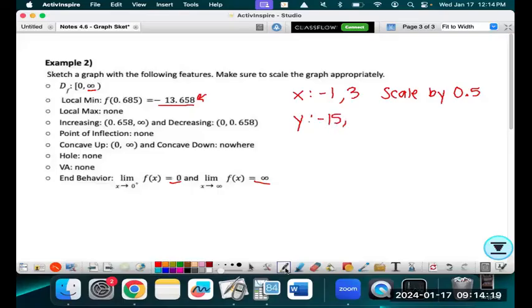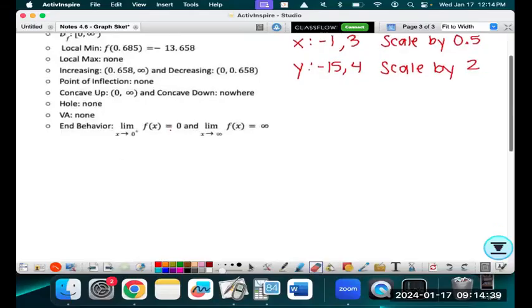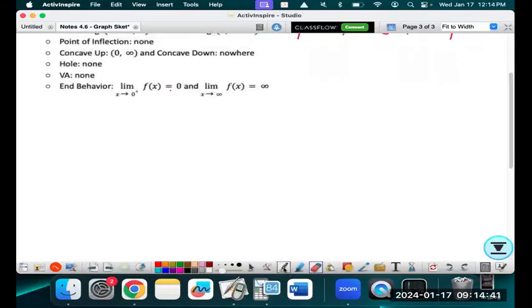And then we'll at least go to, let's go to 4. And then for my scale, because that is such a wide range, I think I'm going to scale by 2s. I mean, it's not the widest of range, but that would get pretty annoying to scale by 1s there. So -1 to 3 and -15 to 4. Mostly negative.